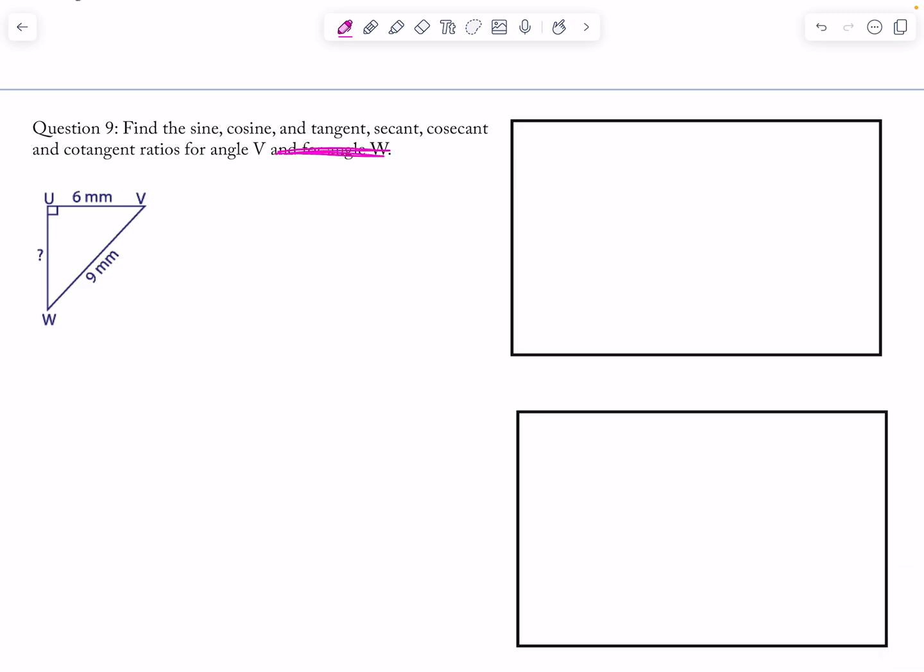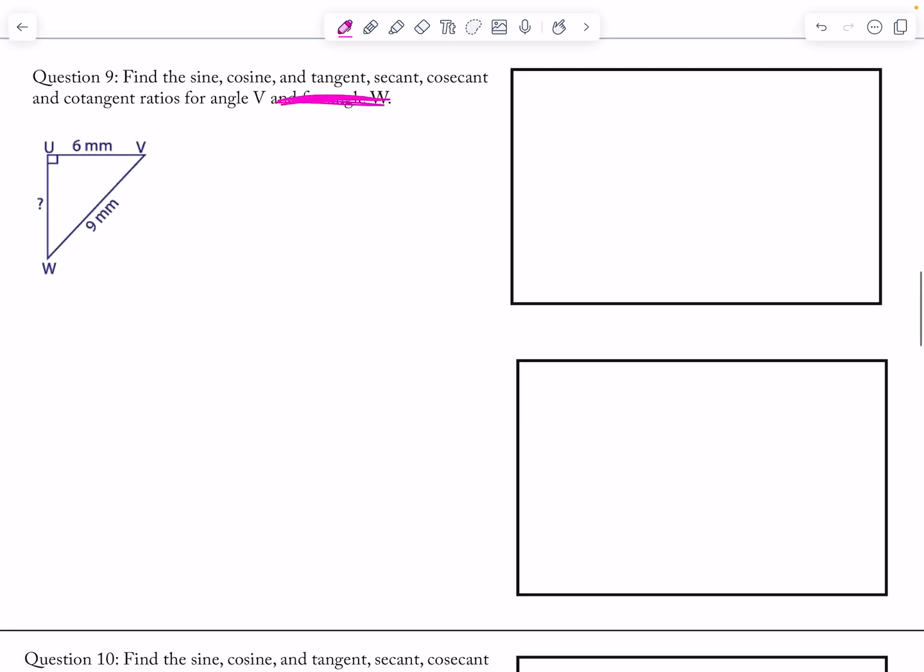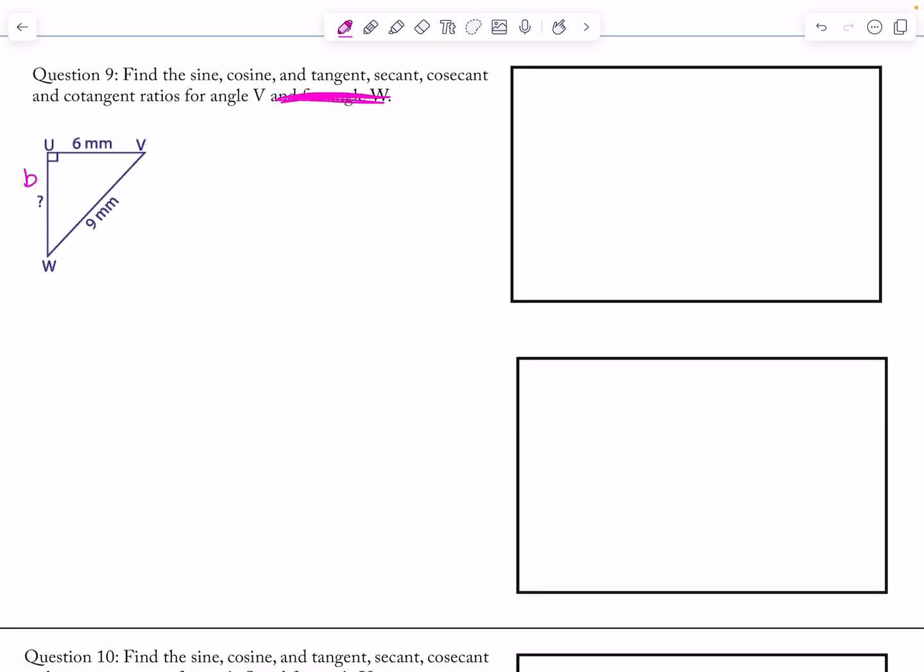I don't want you to do it for both angle measurements. You just have to do it for one. That's fine. So Pythagorean theorem says 6 squared plus b squared is equal to 9 squared. So 36 plus b squared is equal to 81. Subtract 36 from both sides. So b squared is equal to 45. And then b is equal to the square root of 45. So b is equal to root 9 times root 5. So b is equal to 3 root 5.